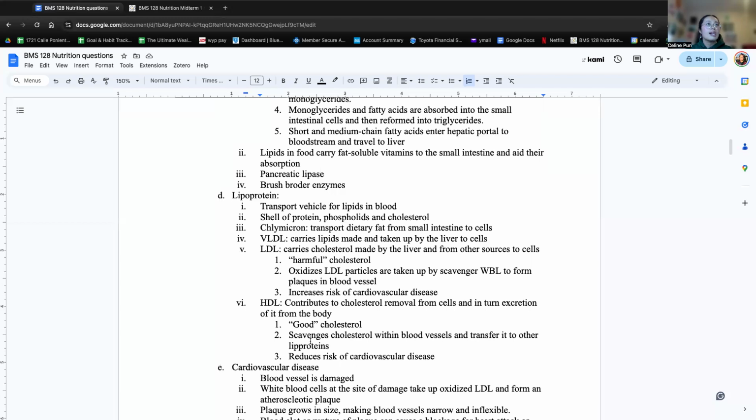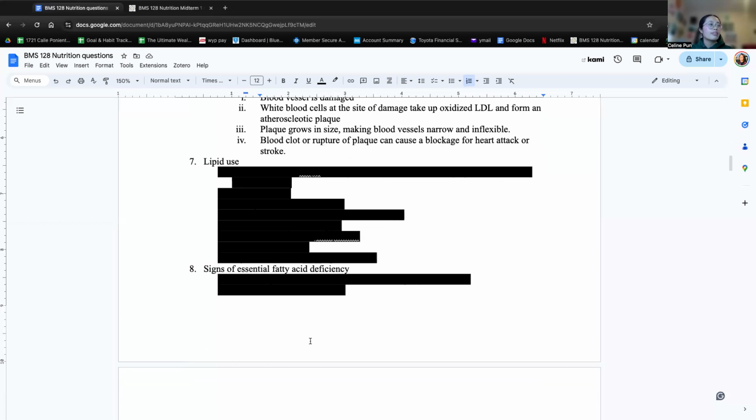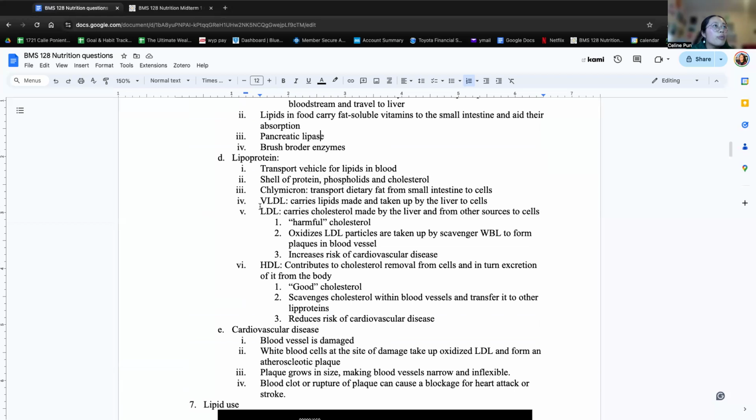Okay, makes sense. We didn't talk about chylomicrons. Do you remember anything about that? This one's really fun to think about. I wish I had a picture of it. Basically, when all of the lipids break down in your small intestines and enter it, they reassemble into these lipoprotein chylomicrons, which transport them from the small intestine to cells.